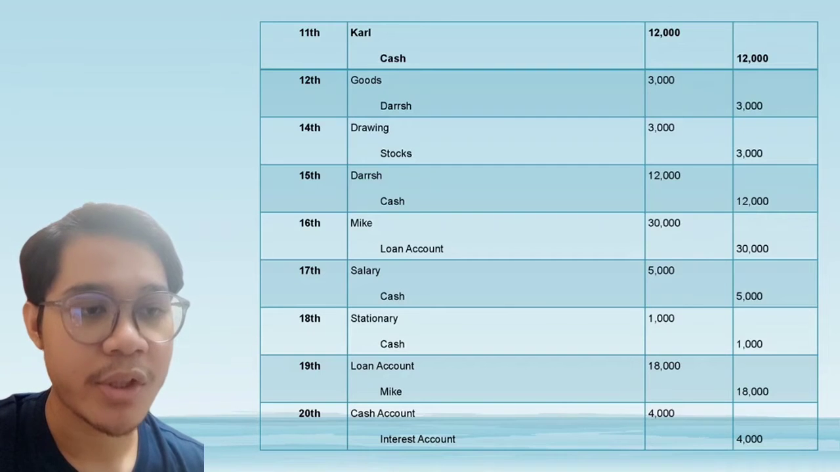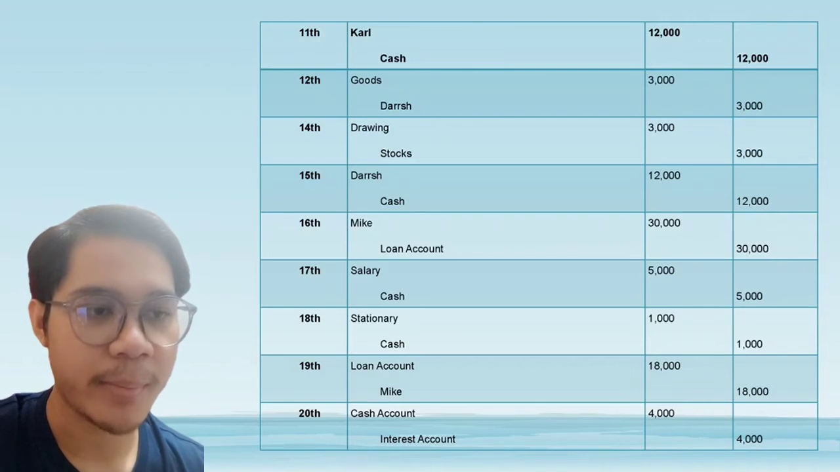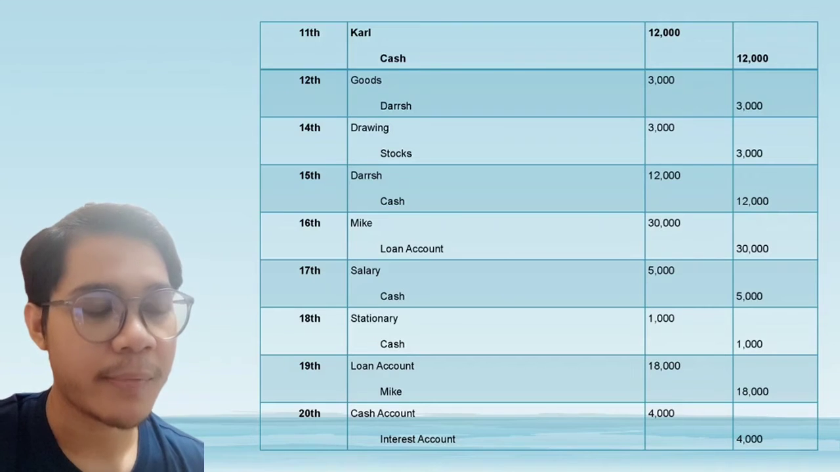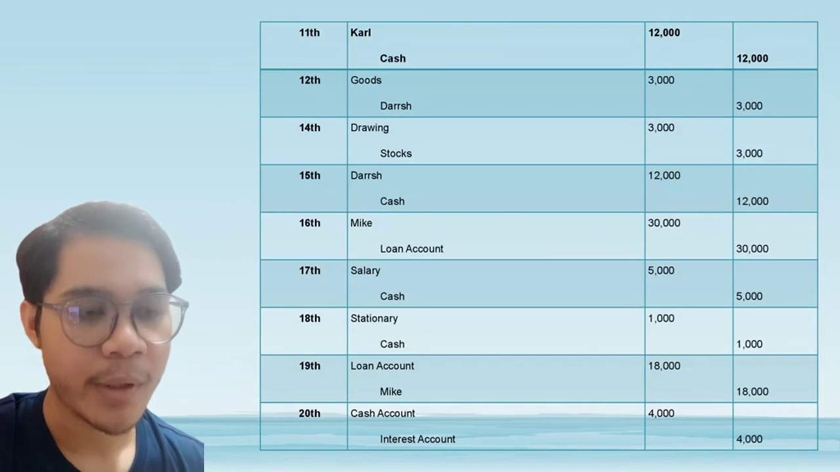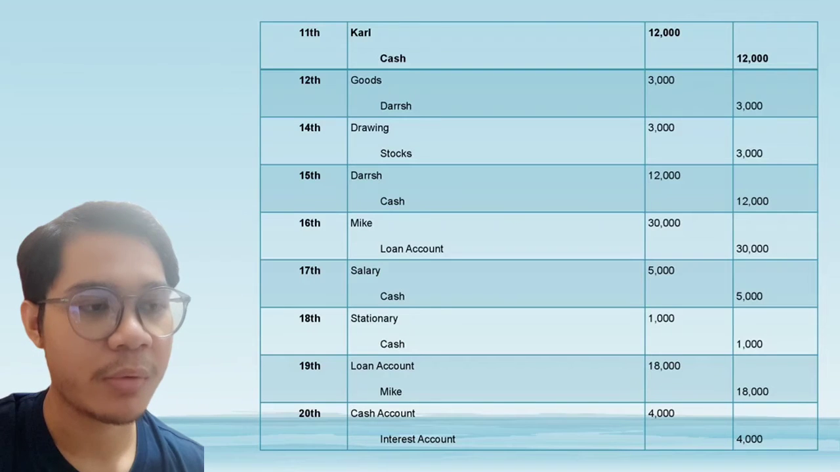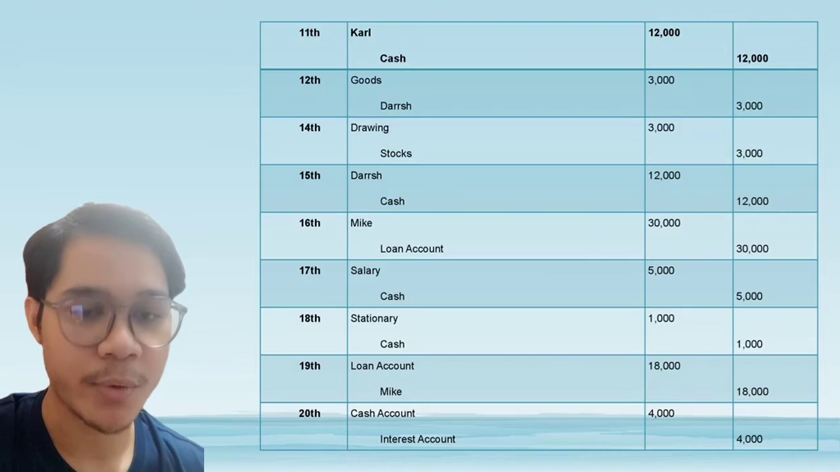The 18th one is stationery and cash. Stationery was on debit for 1,000 and cash was on credit for 1,000. The 19th one is loan account and mic. Loan account was on debit for 80,000 and mic was on credit for 80,000. Cash account and interest account, where cash account was on debit for 4,000 and interest account was on credit for 4,000.